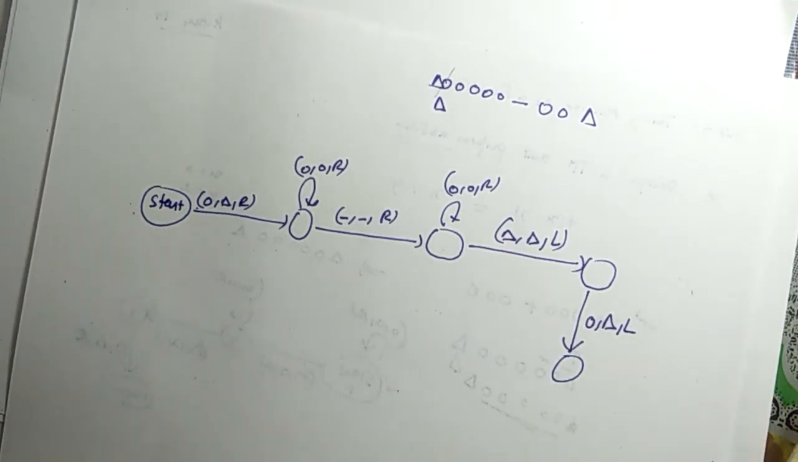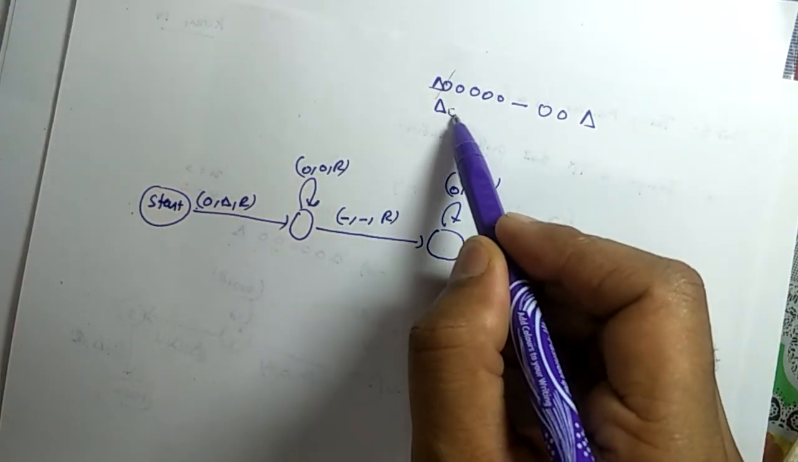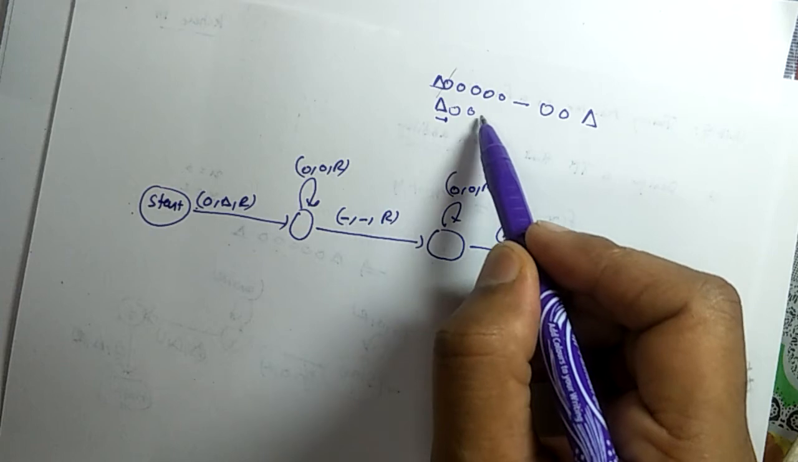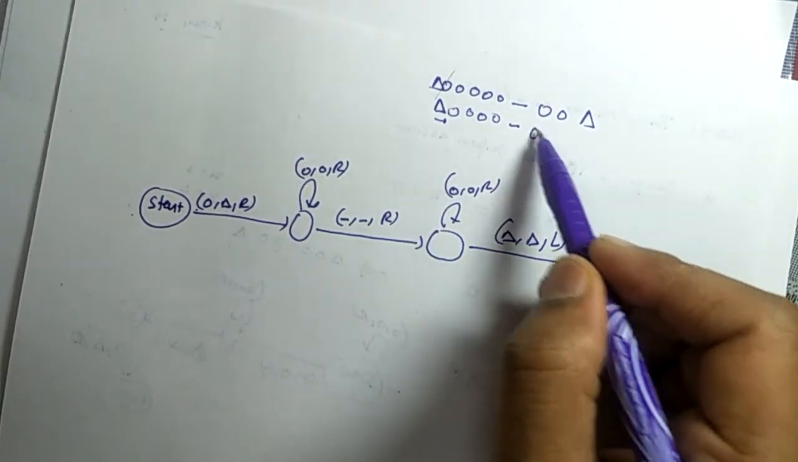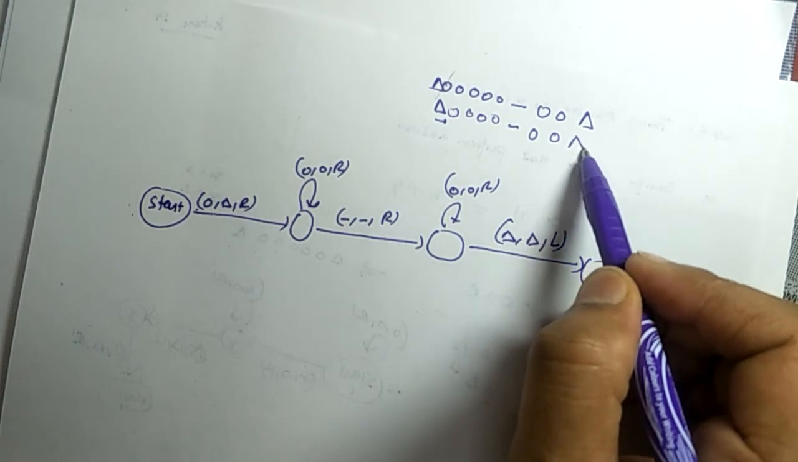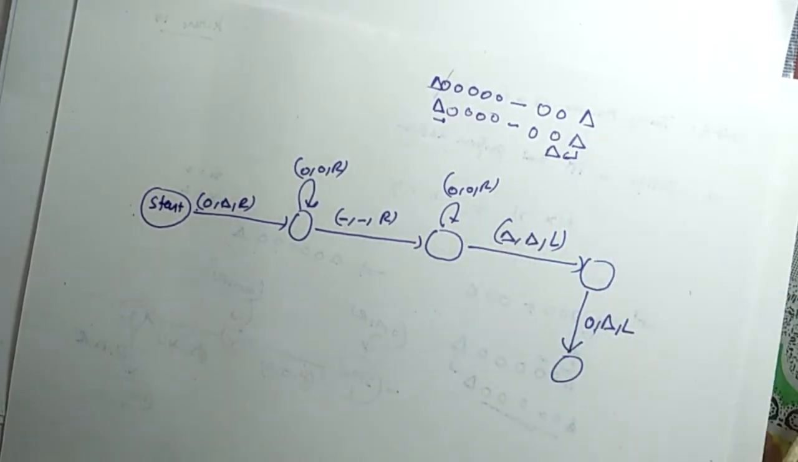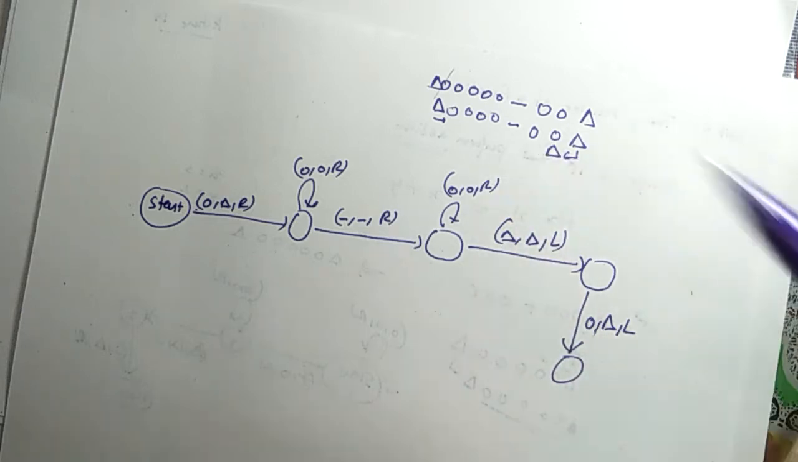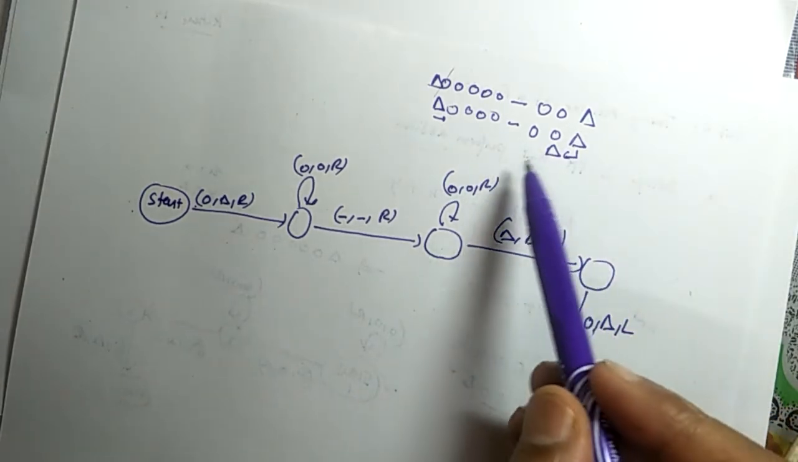Now we convert this as blank, moving to right, moving to right, moving to right, moving to right, leaving minus as minus, moving to right, moving to right. From this blank we move to left and we convert this 0 as blank. So till now we have done till this position. Now by making this blank we move to left.